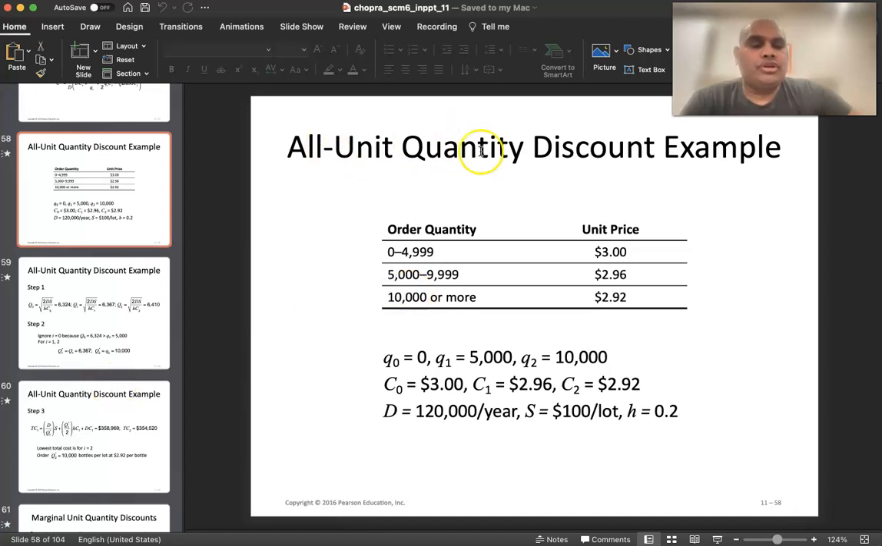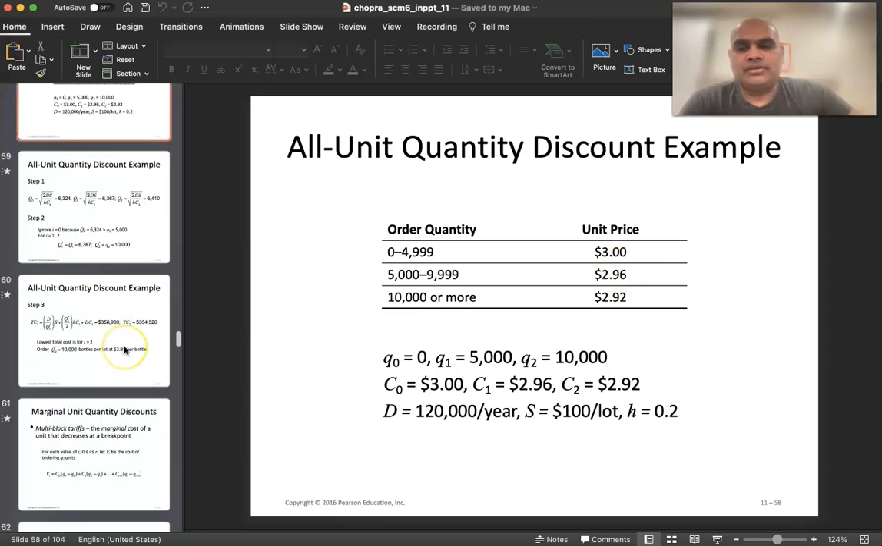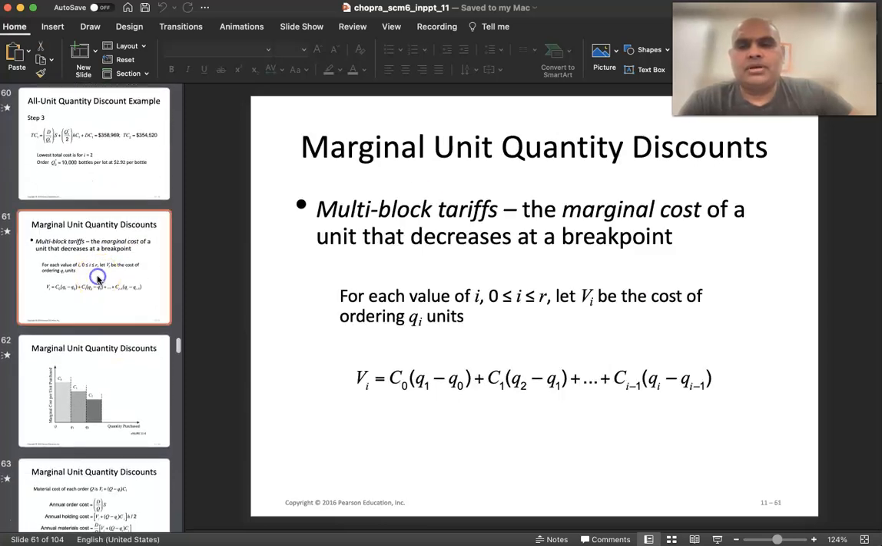As opposed to that, in all unit quantity discount, if the order quantity was 7,000, then for all the 7,000 units, the unit price would be $2.96. Okay. So let's do some calculations.